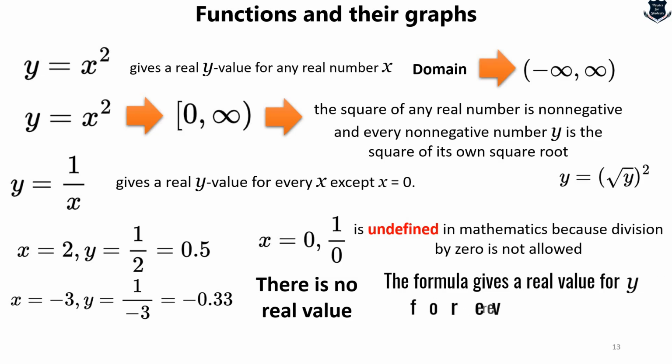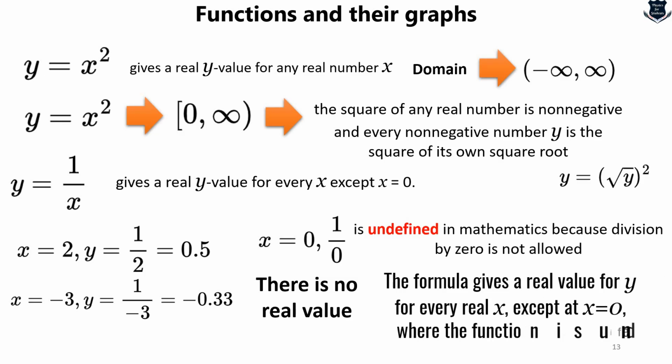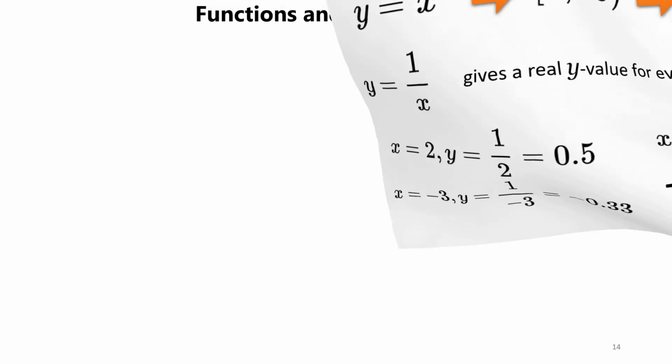So from here what I can summarize is this. The formula gives a real value for y for every real x except x equals 0, because here the function becomes undefined. Now let us take another example and let us see what we can do.